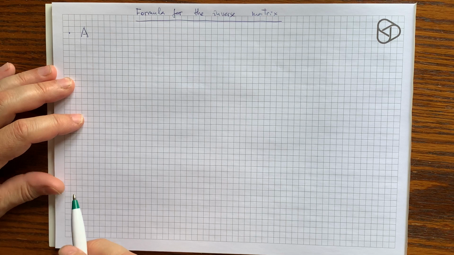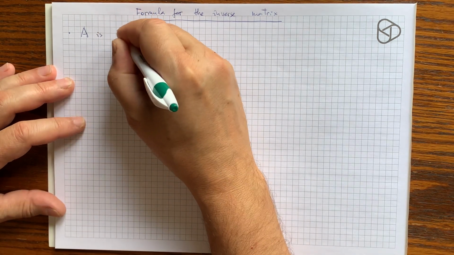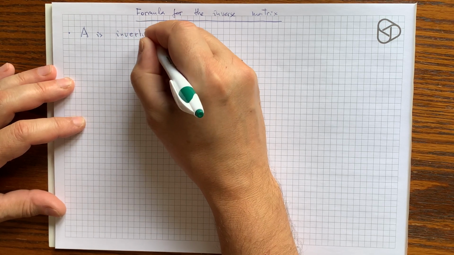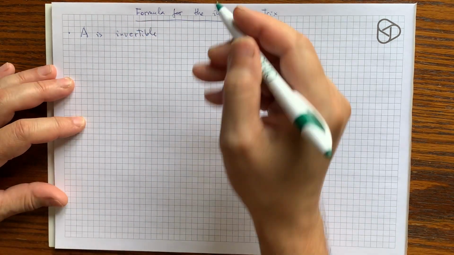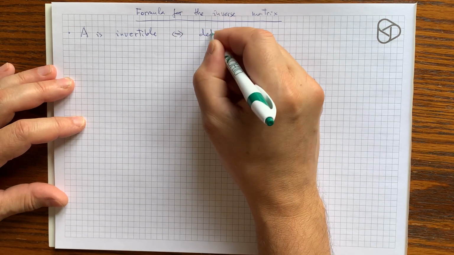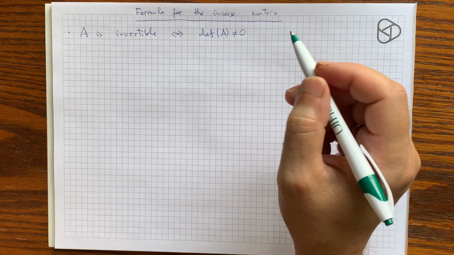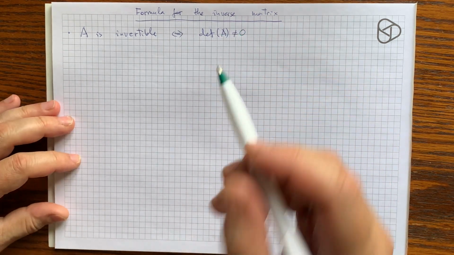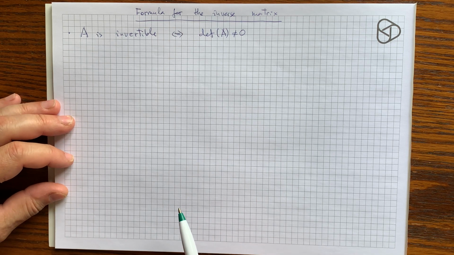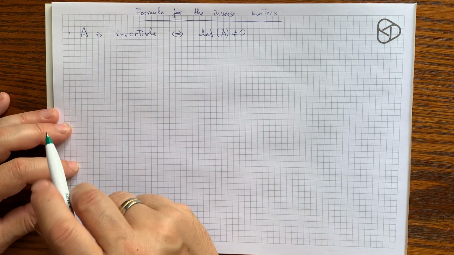The following fact we're going to establish: A is invertible, meaning that there is an inverse to it, if and only if the determinant is non-zero. And so that gives a meaning to the name. The function, which we call the determinant, determines if the matrix is invertible or not.